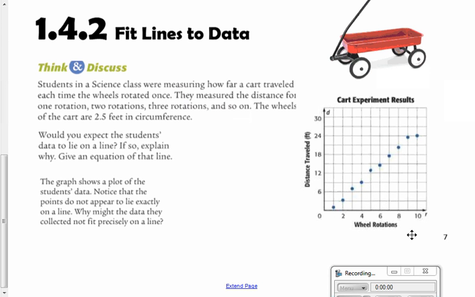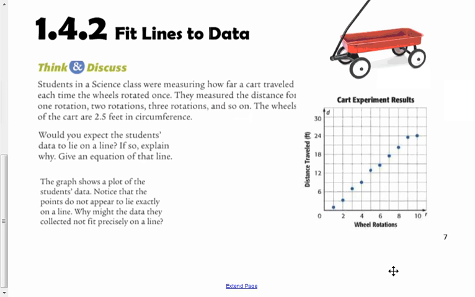Hey students, this is lesson 142, fitting lines to data. There's going to actually be two parts of this lesson. We'll call this one lesson 142A. And what we're going to try to do is, if we notice that a relationship seems linear, we're going to learn how to write equations to represent that and maybe make some predictions with that.